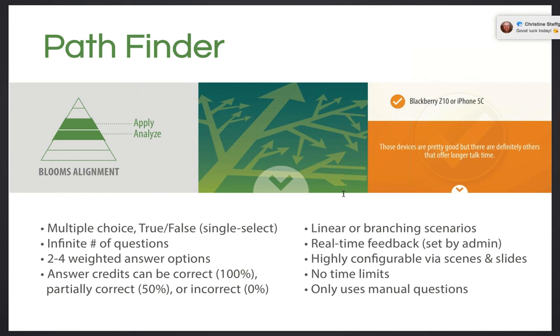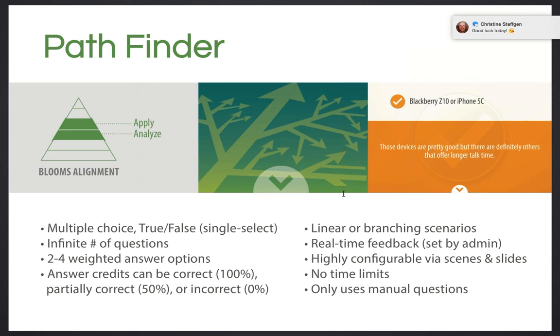So this gives the ability to mark options as correct, so you can get 100% credit, partially correct, 50% credit, or no credit, meaning the answer is not correct. So the partial credit means just the answer isn't wrong, but there's probably a better answer option. So it really just depends on how you set it up.